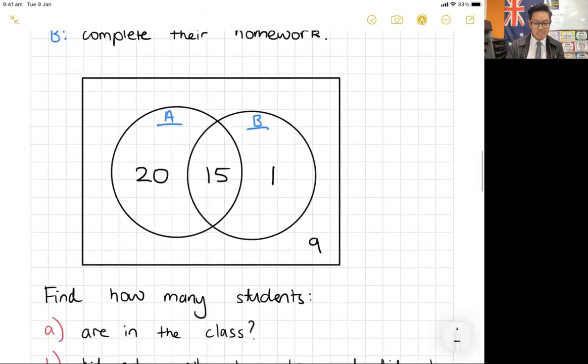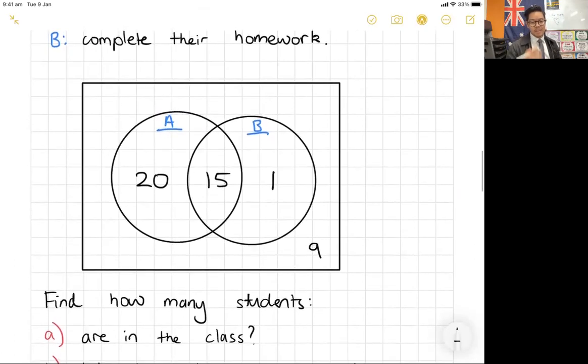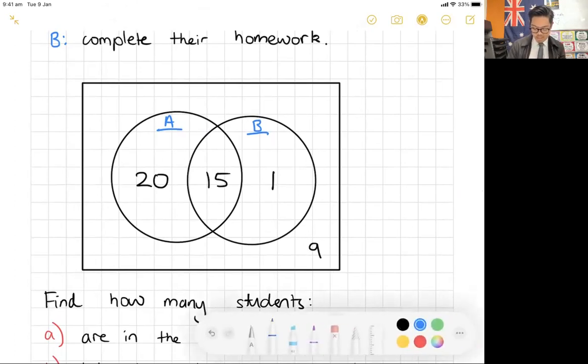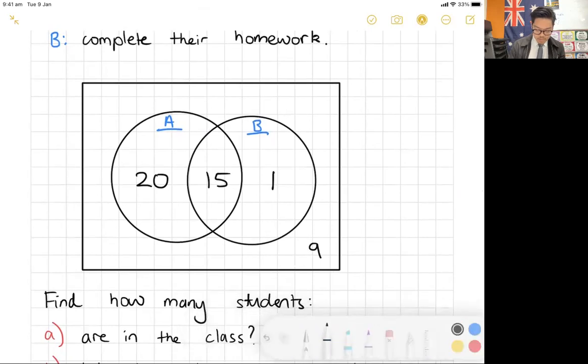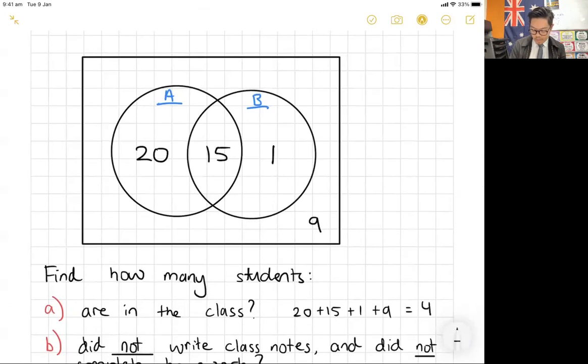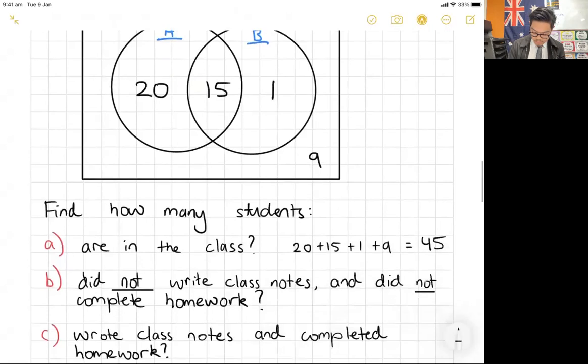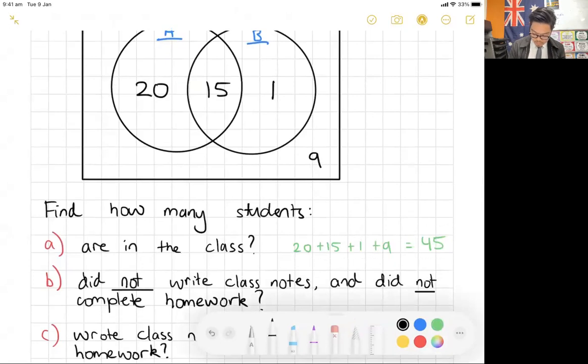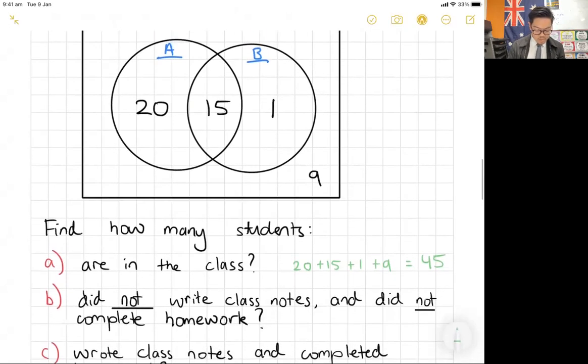Now, we've got some questions that we're going to try and answer. The first one is, how many students are in the whole class? The way we would figure this out is we'd add all the numbers together, because there's 20 people plus 15 people plus that 1 plus that 9. If you add them all together, that should be 45, if I did my math right. Yeah, there's 45 students in the class. Maybe I should use a different color so you can see what I'm doing. Let's make it green. So there's 45 students in the class.